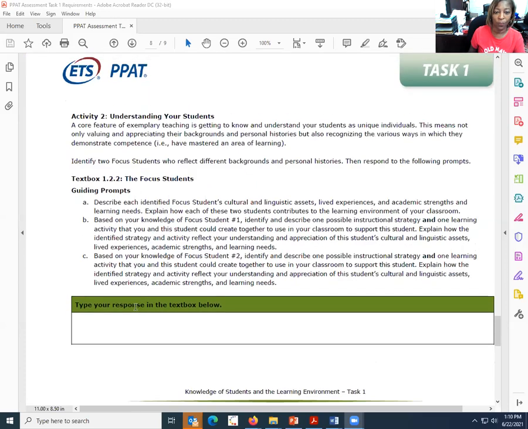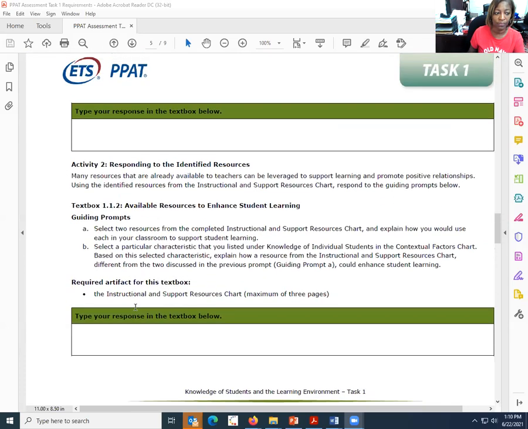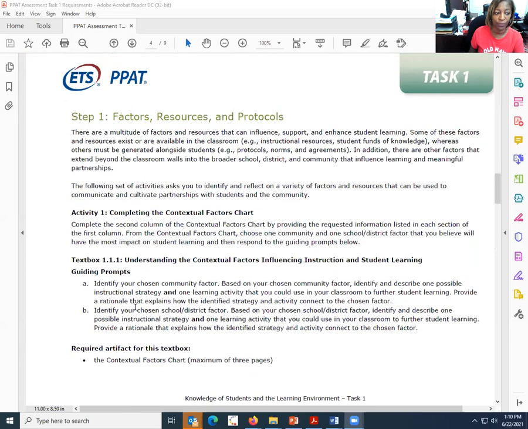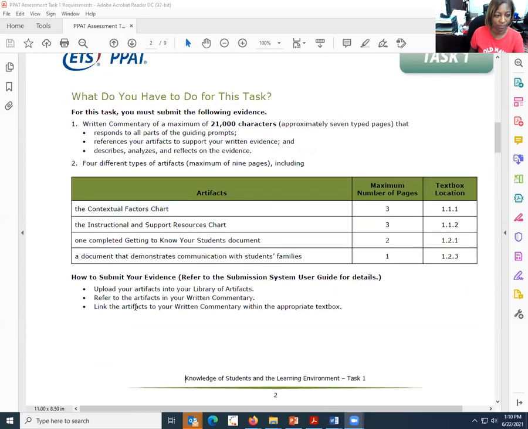Okay, so that concludes a brief review of task 1. Remember, there are 4 artifacts: the contextual factors chart, the instructional support resources chart, the getting to know your student activity, and a communication to your students and their families. And these, of course, would have to be uploaded, but it'll be a little bit different for you as you complete your EDU 487.